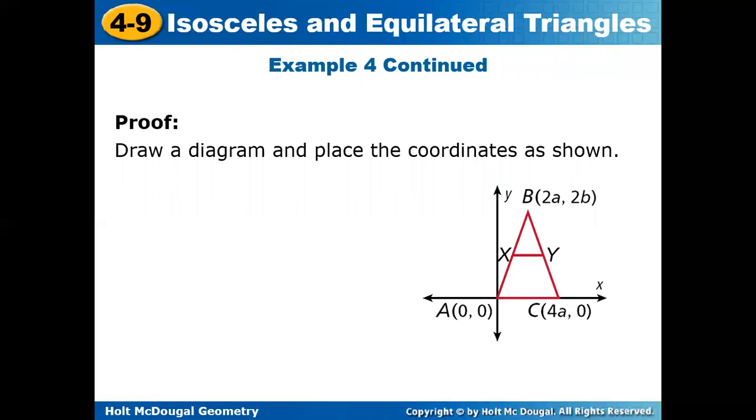Let's draw a diagram and place the coordinates as shown. Because the triangle is isosceles, we position the triangle so that one vertex of the base is the origin and the other one is (4a, 0). The vertex angle is at (2a, 2b).